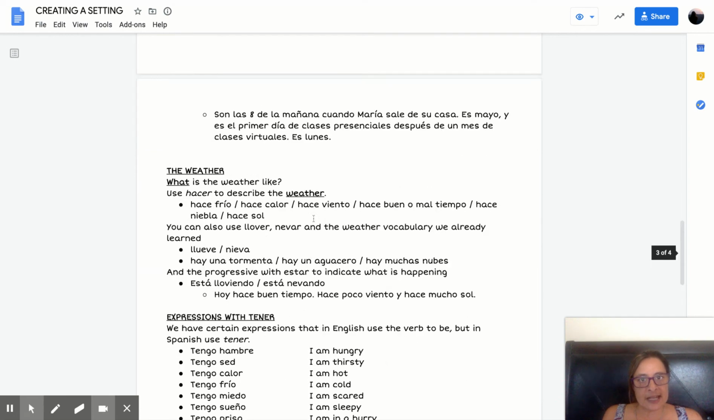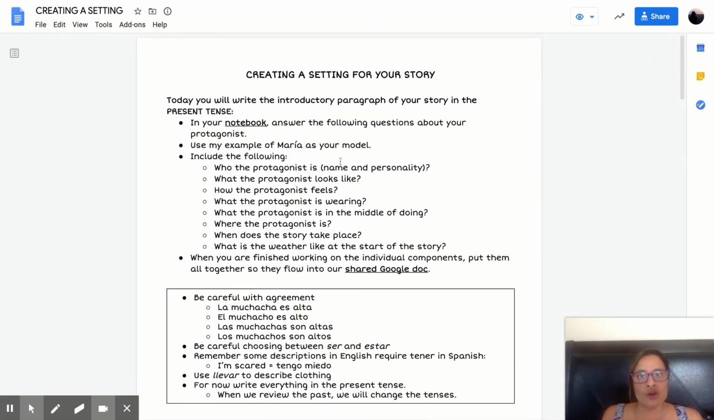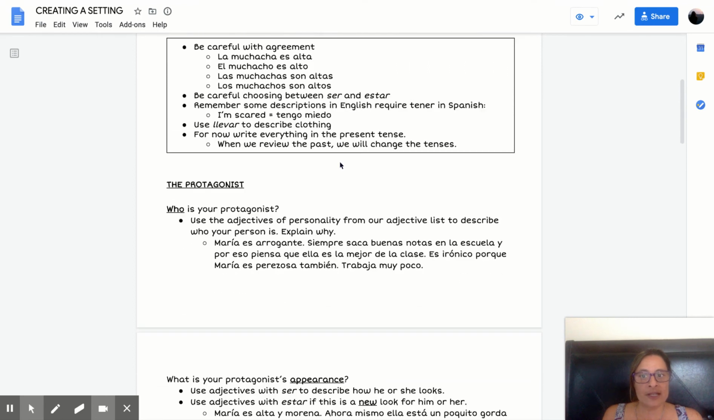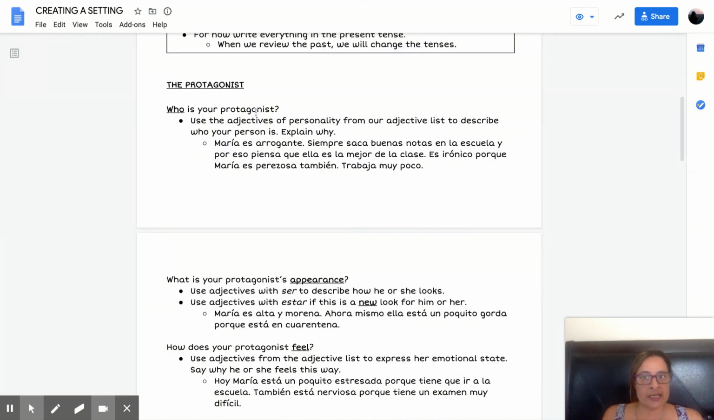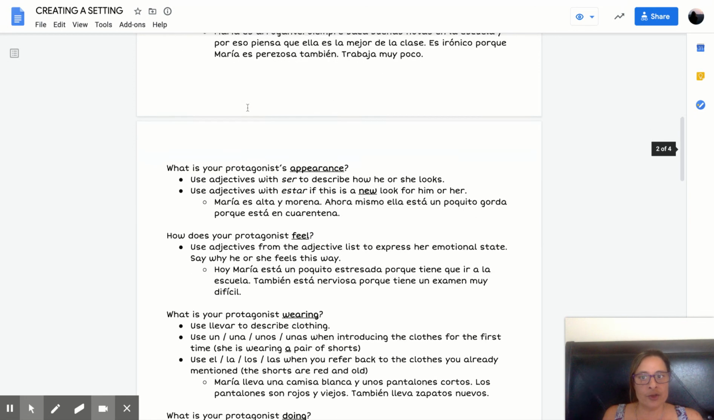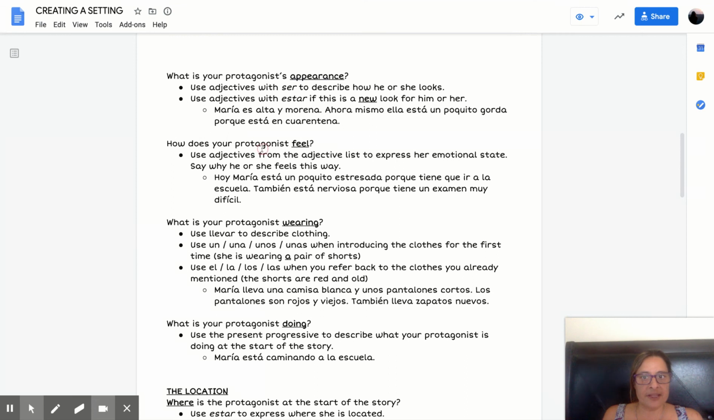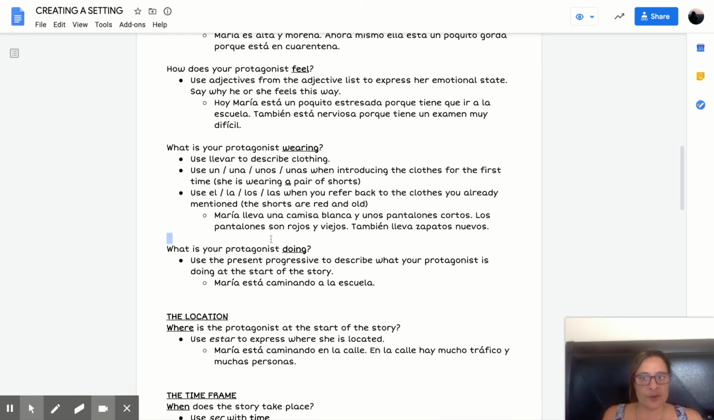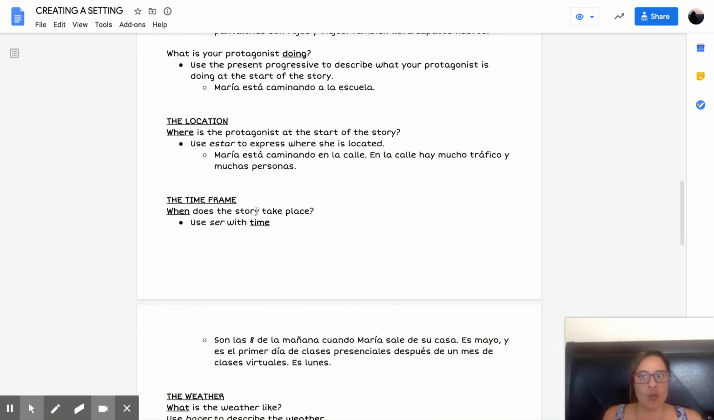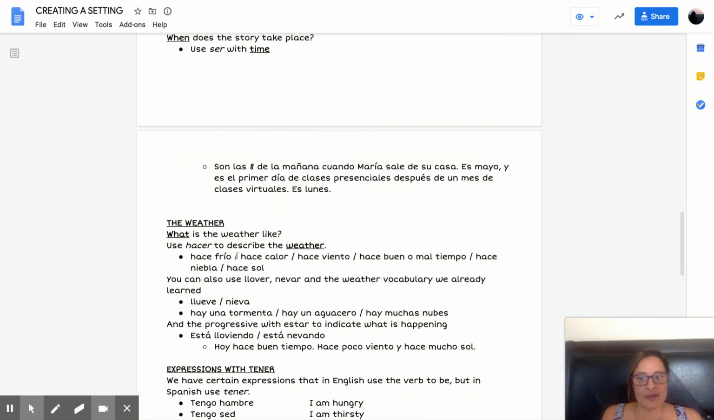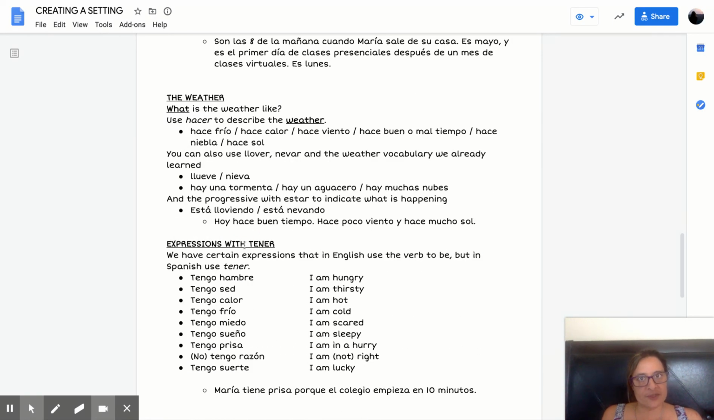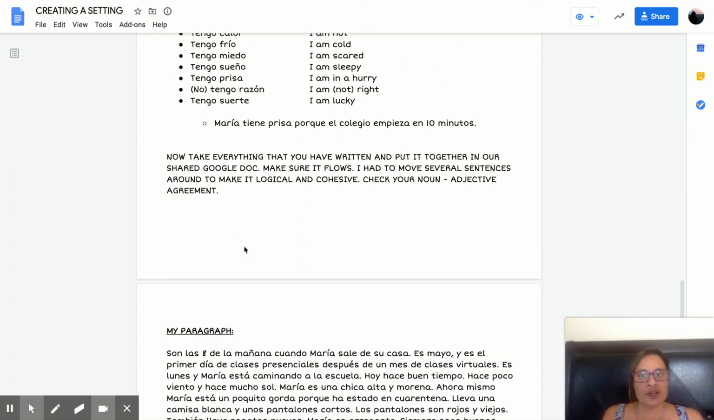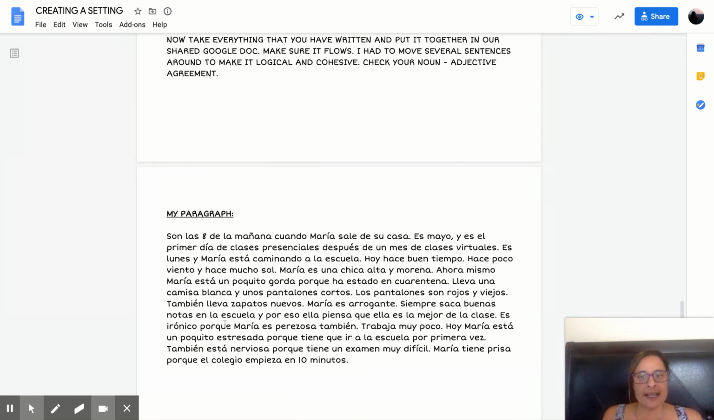So again, with this assignment, you are going to work your way through this handout, answering each question in your notebook. After you've answered the who, the appearance, the feelings, what they're wearing, what they're doing, where they are, when it happens, what the weather's like, and remembering to use expressions with tener if you need to, then you're going to look at everything that you wrote in your notebook and you're going to put it together for me in our shared written Google Doc, and I will provide you with feedback.